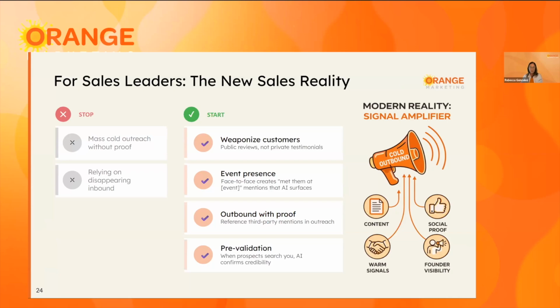You don't want to do outbound without proof. You want to reference your third party mentions. And you have to understand that when AI prospects enter your realm, they come to you, they are pre-vetted. So that is very interesting.